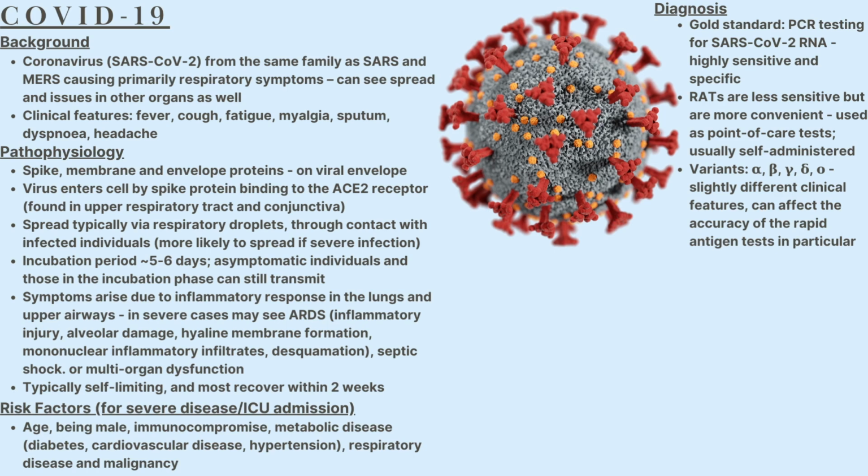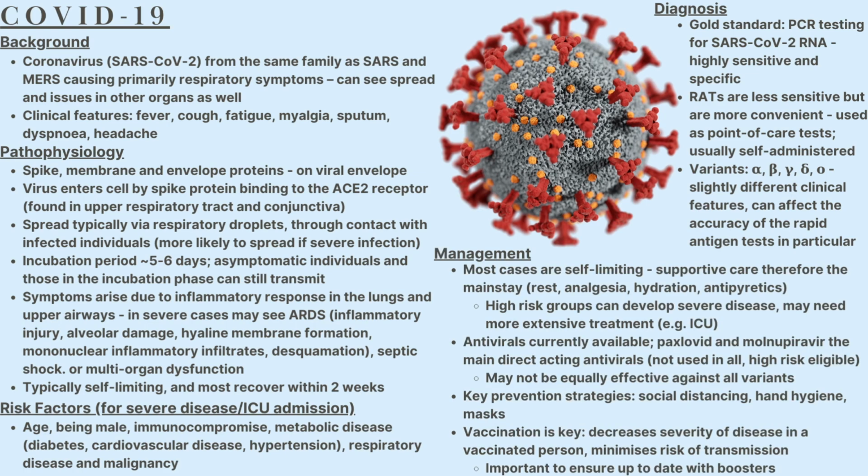It is also worth noting that there are different variants of COVID-19, each with a slightly different genetic profile and with slightly different clinical features. The Alpha, Beta, Gamma, Delta, and Omicron variants are the main ones to be aware of. The different variants of COVID-19 can affect the accuracy of the rapid antigen tests in particular.